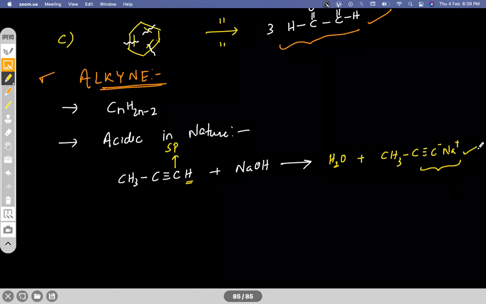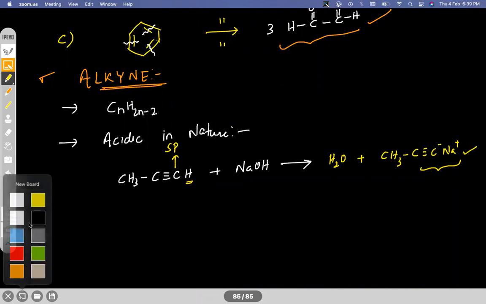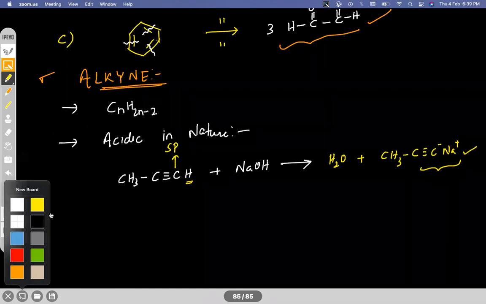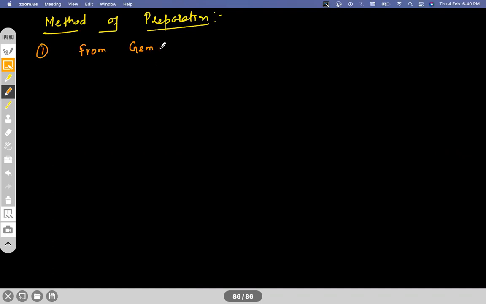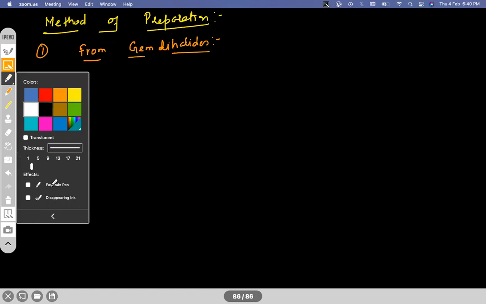We have different methods by which we can prepare alkyne. A few examples we have already done. In a similar way, one more step and you will get the final product. Write down the heading: method of preparation. First, we have preparation from gem dihalides. We know what gem dihalides are: two halogen atoms present on the same carbon atom. Look at this reaction.